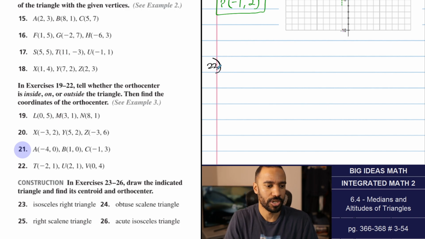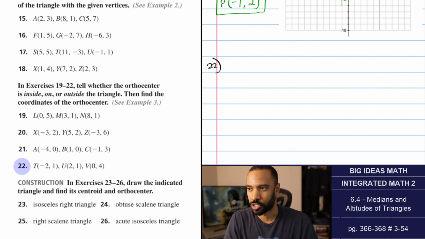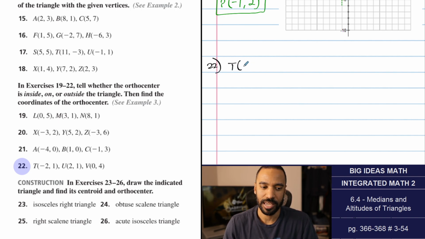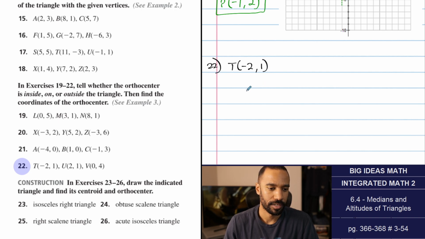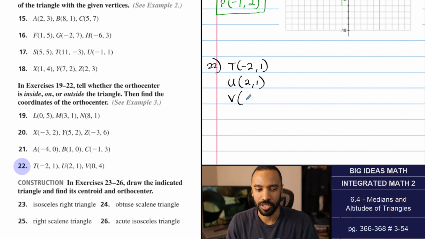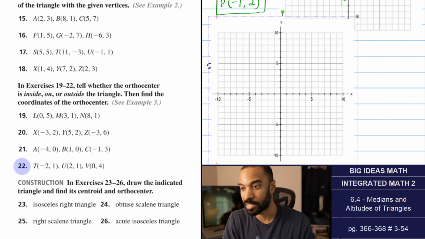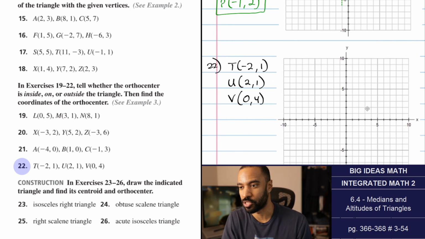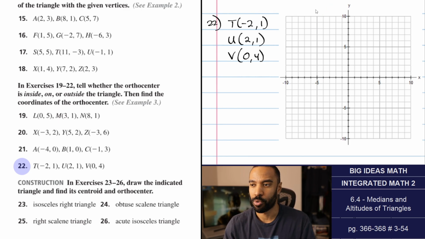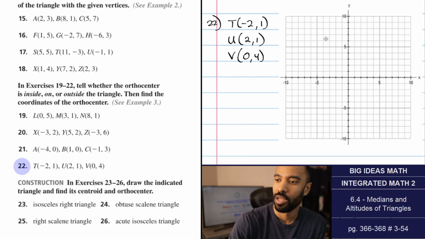And number 22, I see construction below. I'm probably going to have to use the compass. Number 22, I got T at negative 2, 1, U at 2, 1, and V at 0, 4. This seems isosceles. I believe it is. That doesn't mean whether it's acute or obtuse or whatever. Just it looks like it's going to be an isosceles triangle, which might be helpful for finding points more easily. I don't know. We'll see.